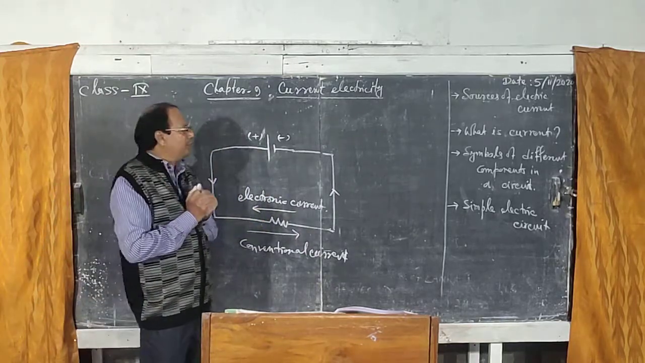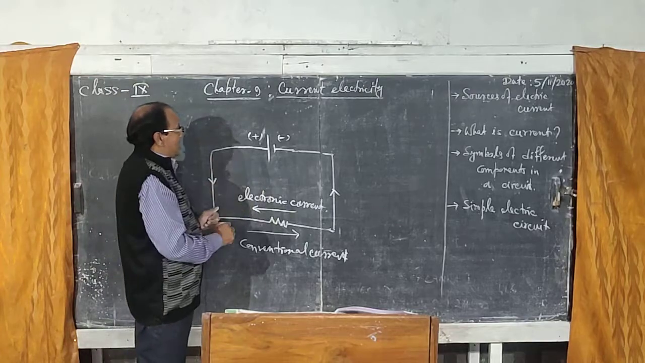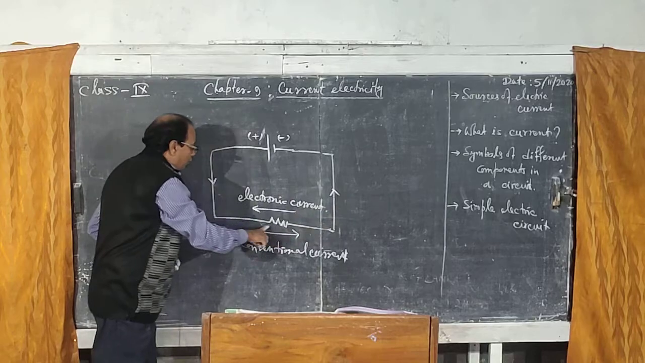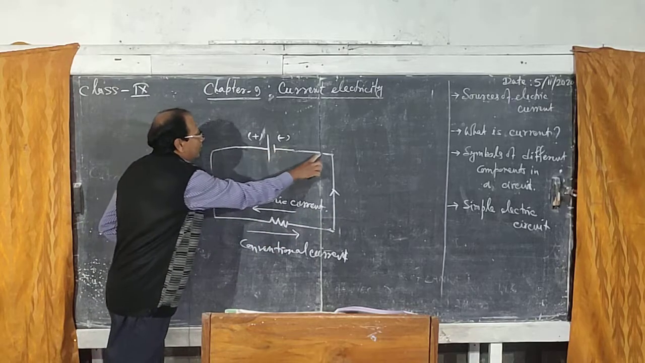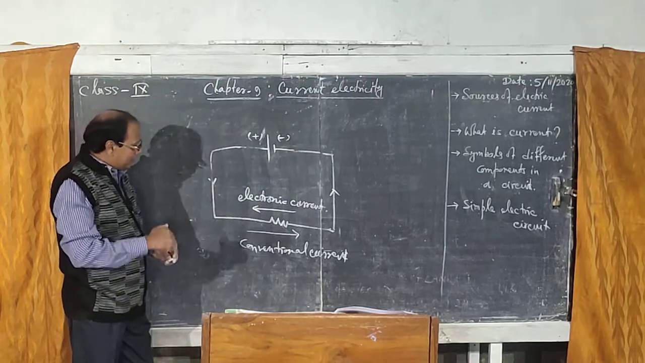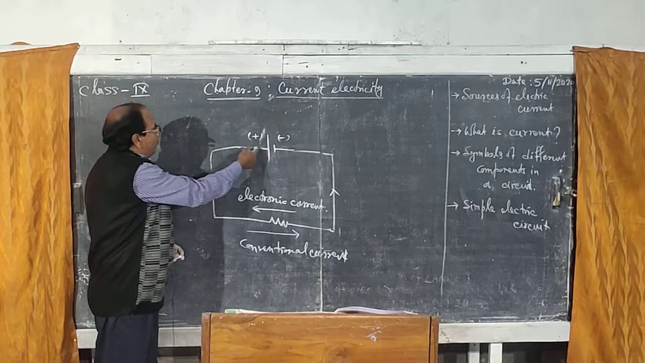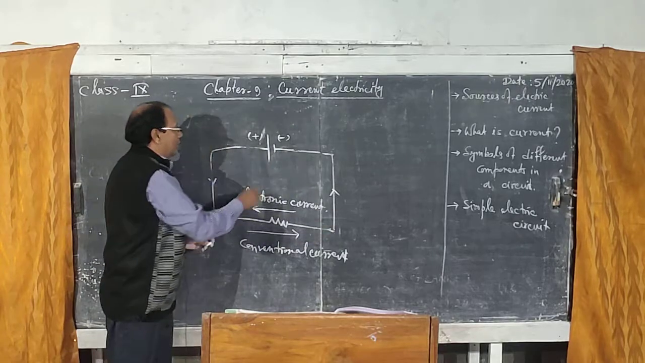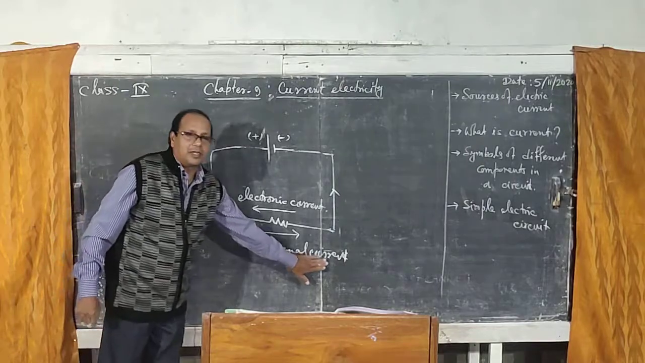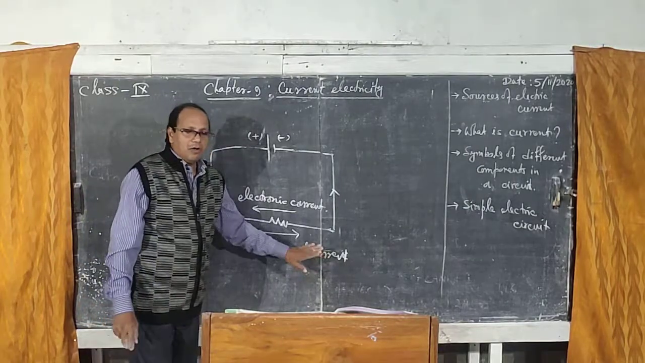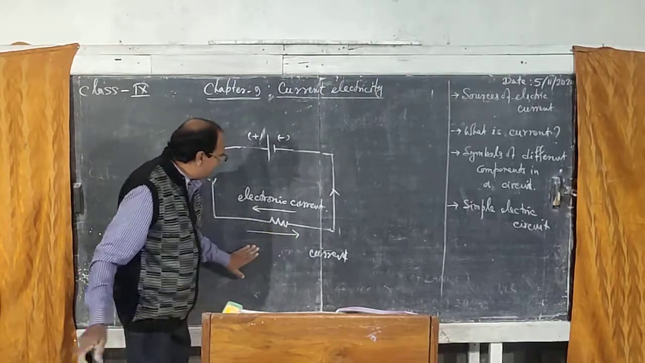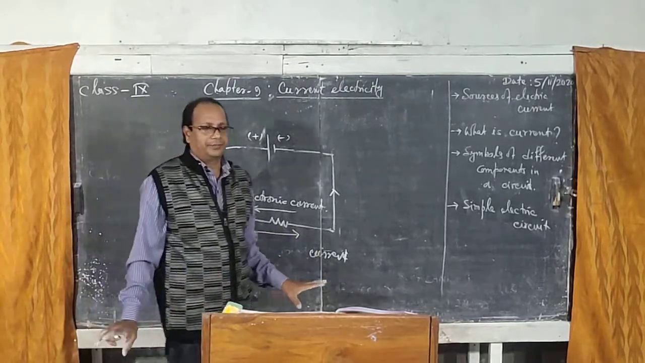Once more, electronic current is the current due to the flow of electrons, which flows from the negative terminal to the positive terminal. But normally we say that current flows from the positive terminal to the negative terminal, and that current we give another name, the so-called conventional current. But usually we say only current. Either you can say conventional current or simply current.